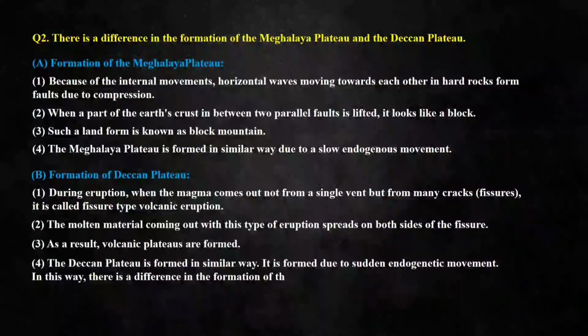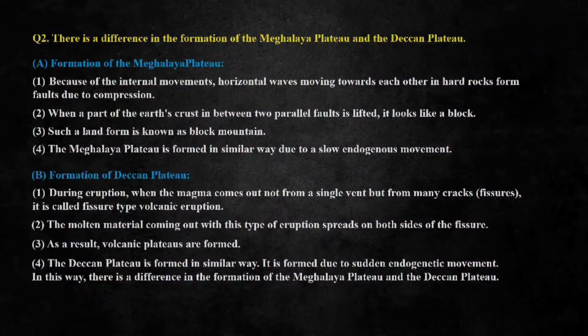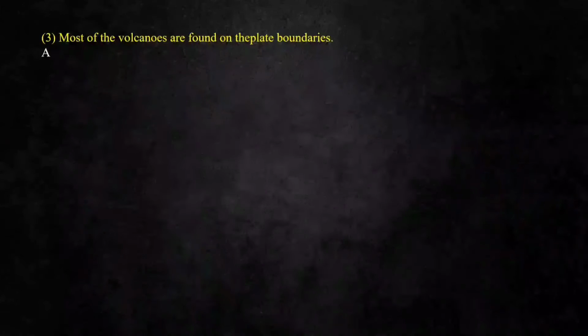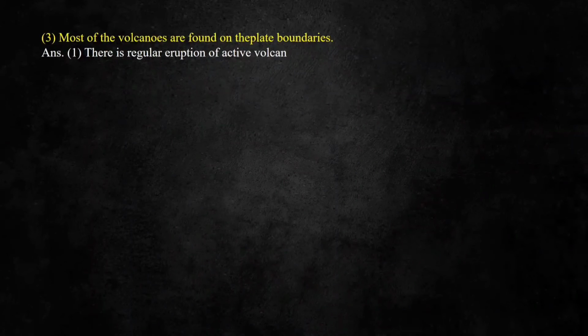It is due to sudden endogenetic movements. In this way, there is a difference in the formation of Meghalaya Plateau and Deccan Plateau. Most of the volcanoes are found on the plate boundaries. There is regular eruption of active volcanoes in the present times.